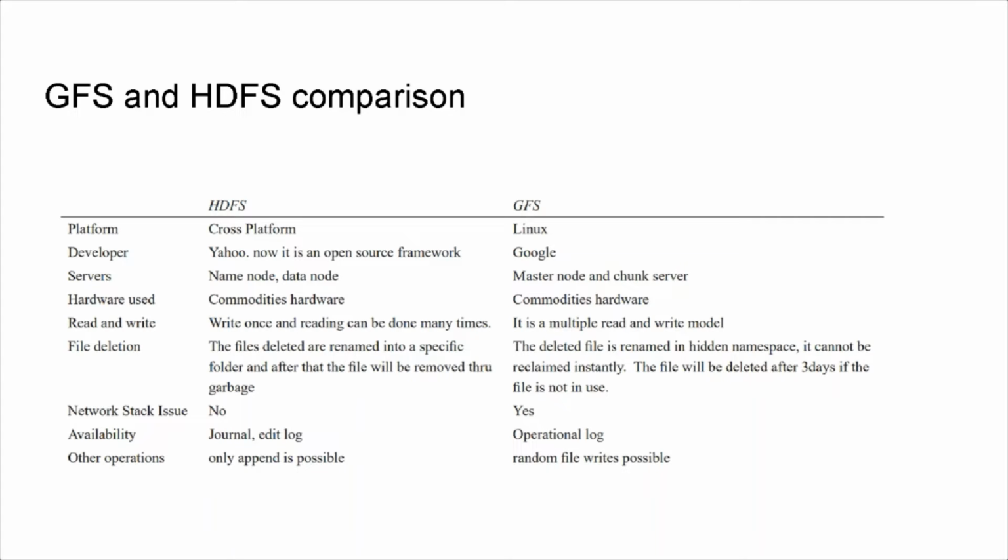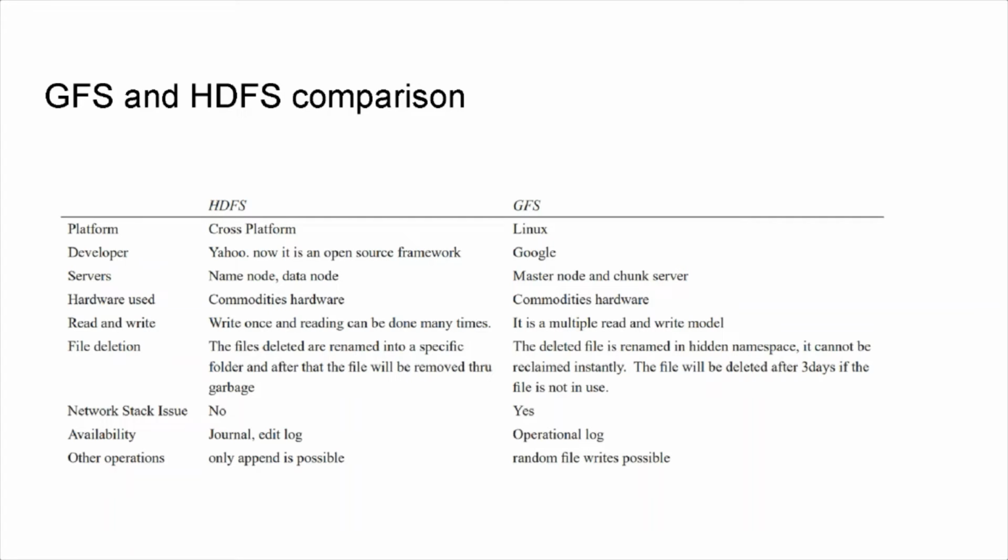Now let's compare GFS and HDFS. Though both the file systems use master-slave architectures, there are several differences between them, which are listed on the basis of some criteria. HDFS works across several platforms whereas GFS is limited to Linux. HDFS was developed by Yahoo and it is now an open source framework, whereas GFS was developed by Google.